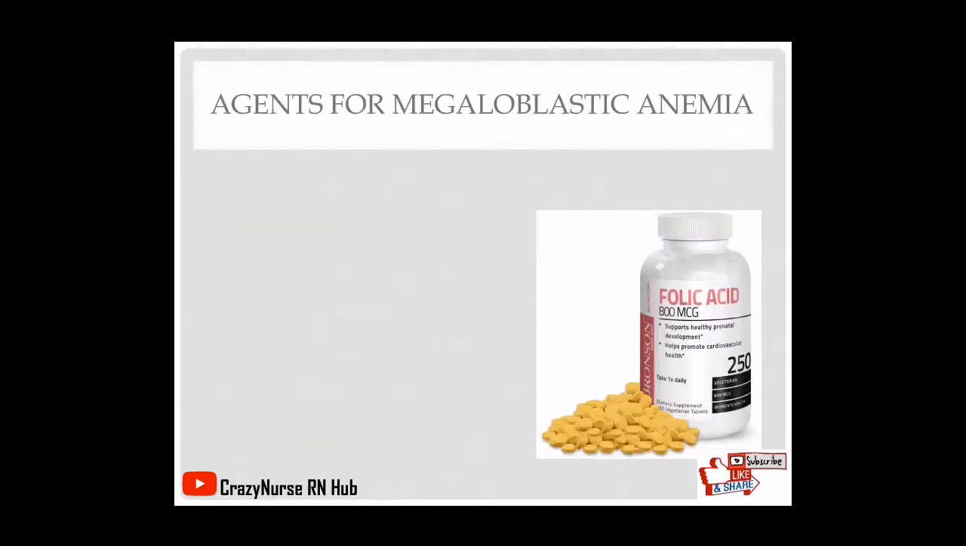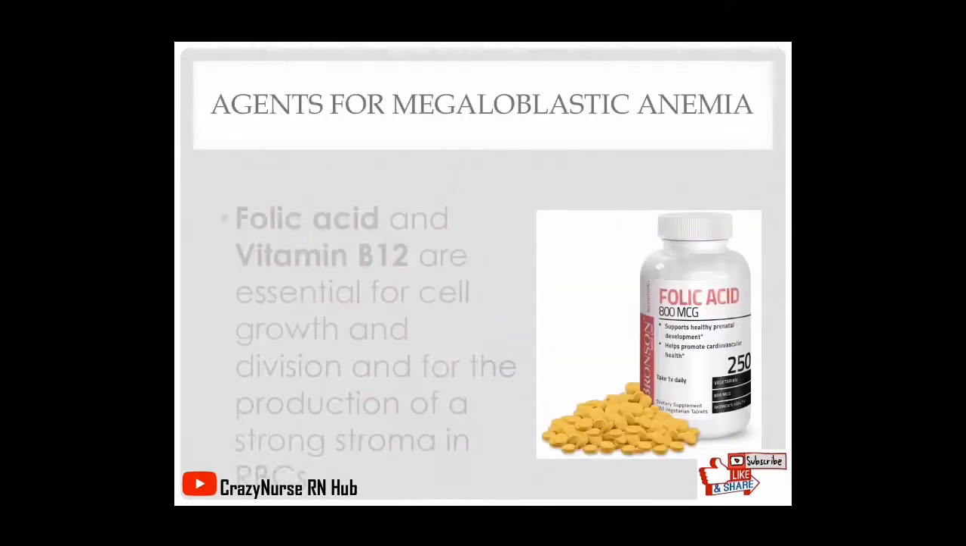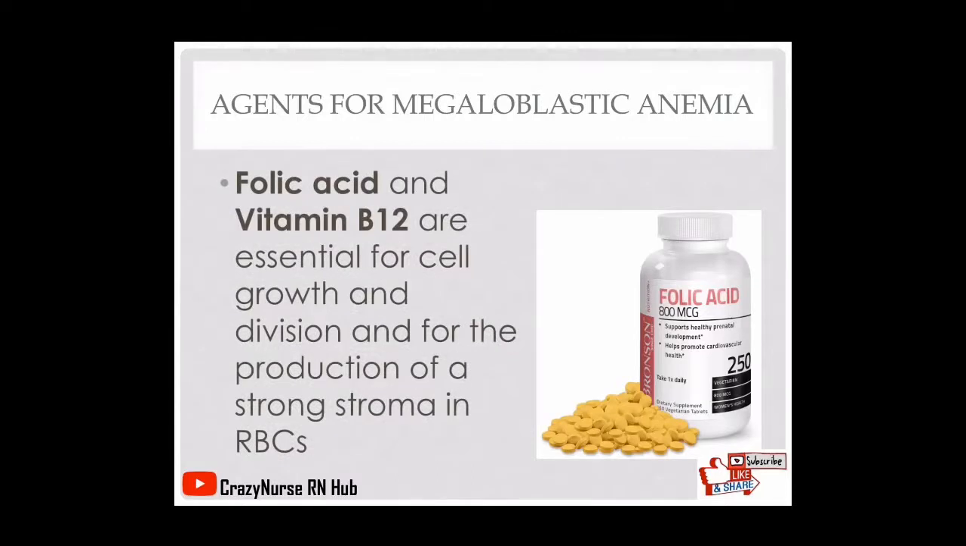We have here agents for megaloblastic anemia. Folic acid and vitamin B12 are essential for cell growth and division and for the production of a strong stroma in RBCs. As I mentioned in my earlier slides, folic acid and vitamin B12 are very important in the structural integrity of the red blood cells.